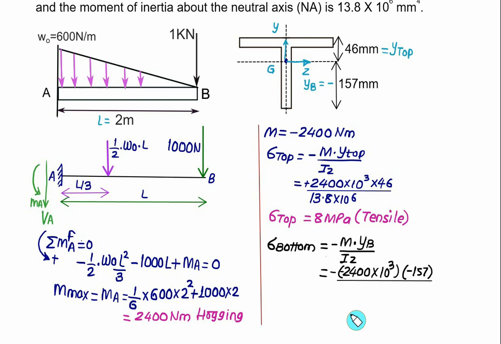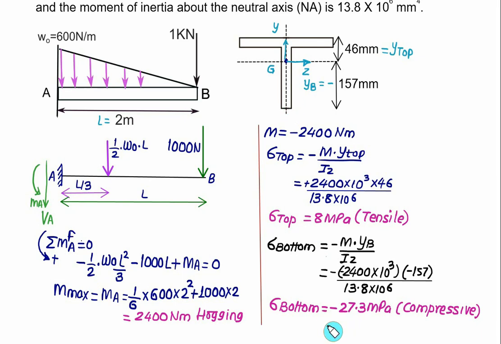divided by Iz. Iz is same as 13.8 into 10 to the power 6. Negative, negative, positive, and again negative. So we have a compressive stress at bottom. So solve this, we will get negative value, and we have minus 27.3. That will be the compressive value. So on the top fiber, we have tensile stress equal to 8 megapascal, and bottom fiber we have minus 27.3, that is a compressive stress.